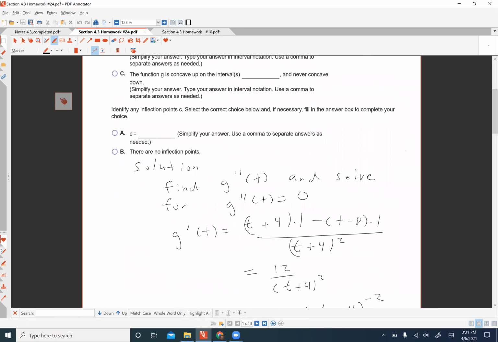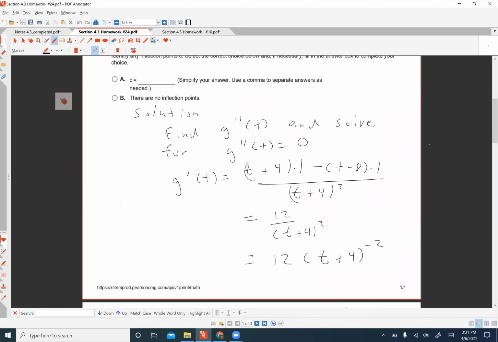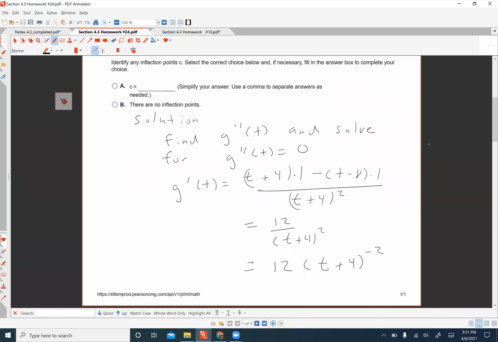So we get t plus 4, that's the denominator, times the derivative of t minus 8, which is 1, minus t minus 8 times the derivative of the denominator, which is 1, and then divided by the denominator squared. But you see how the t terms drop out? The numerator is 4 minus 8, which gets you 12. So the first derivative is 12 over the quantity t plus 4 squared. One thing we know is that the first derivative is positive everywhere.